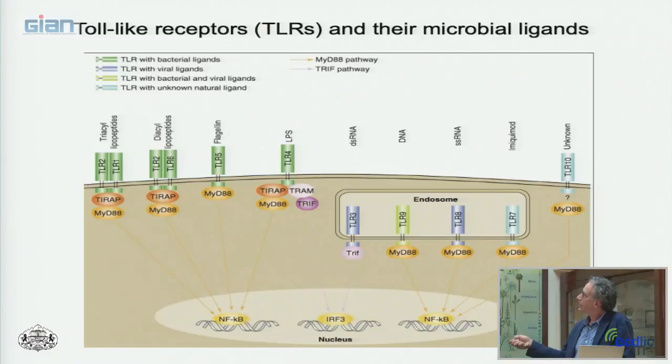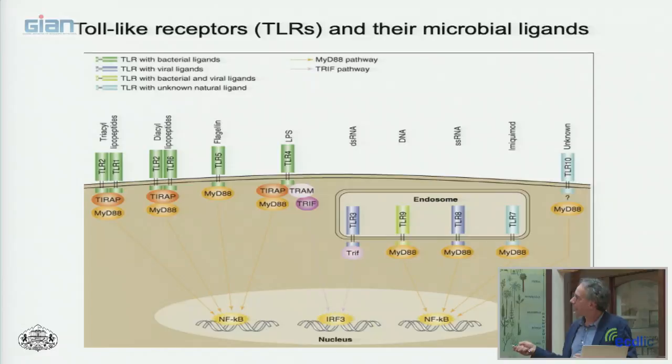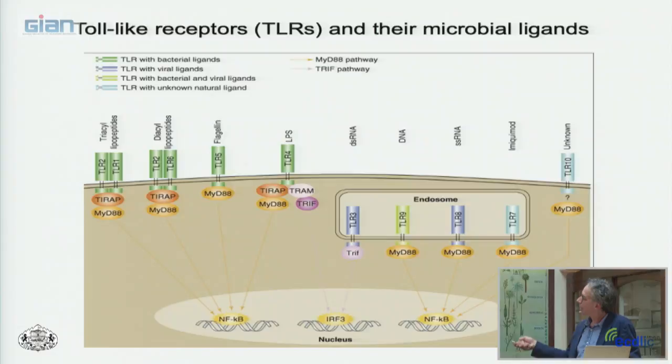So you can see these surface membrane-associated TLRs mainly recognize bacterial ligands like LPS or flagellin, triacyl lipopeptides. These endosomal TLRs, they mainly recognize nucleic acids, either double-stranded RNA, DNA, and single-stranded RNA, and they're critical for viral recognition, and they're endosomal. But in each case, they're associated with signaling pathways that lead to the translocation of these transcription factors, which activate pro-inflammatory cytokine responses.